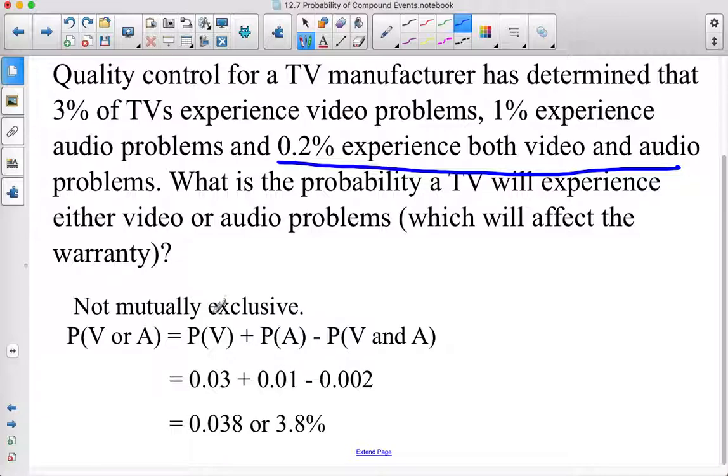I need to take the probability of having a video problem plus the probability of having an audio problem. I need to subtract off the overlap because that got counted in both of them. So I end up with 0.03 plus 0.01, which is 4%, minus 0.002, which is 0.2%, and I end up with 0.038, or about 3.8%, have either video or audio problems. And that's it.